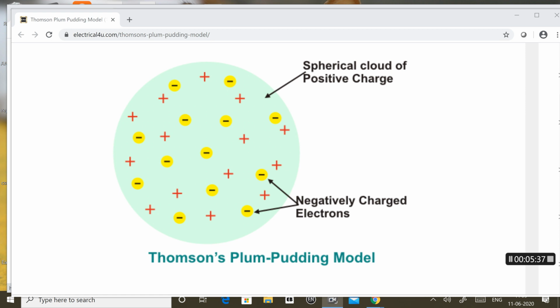That means, in the case of carbon, there are 6 positively charged particles and 6 negatively charged particles. That means 6 electrons and 6 protons. That means negative 6 plus positive 6, so the total will be 0. So an atom is chemically neutral. That means the number of positively charged particles is equal to the number of negatively charged particles.